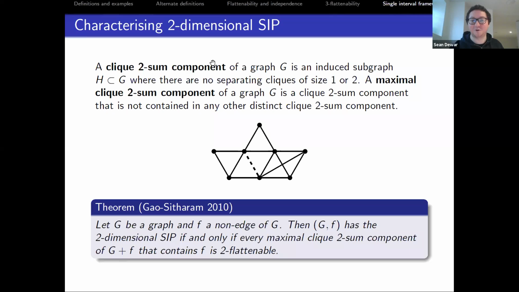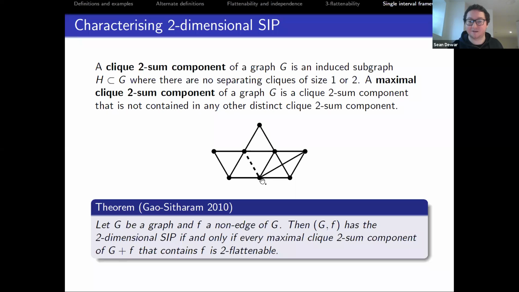A clique two-sum component is basically where you look for a two-cut which is a clique, and you separate the graph out, and you do that. A maximal one is just as big as it possibly can be. And we say this result here: this pair is going to have the single interval property. The graph is all the lines that aren't dashed, and the dashed edge is F.